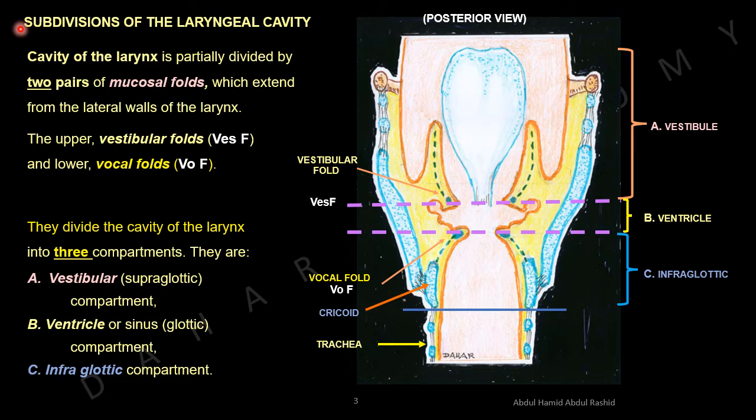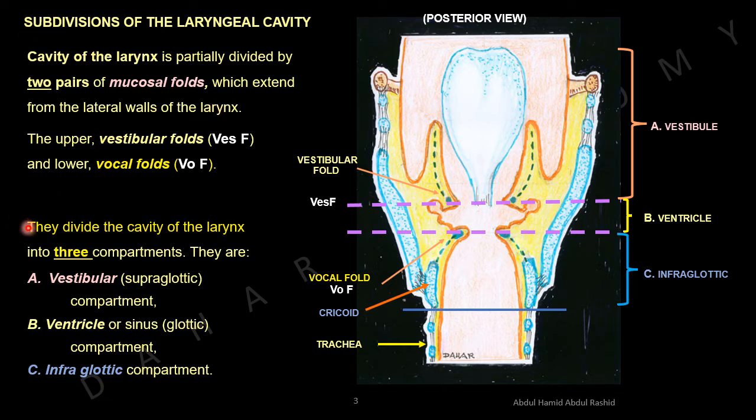Subdivisions of the laryngeal cavity. This is the cavity of the larynx. We are looking from behind, that is, a posterior view. So this is the anterior wall of the larynx. These are the lateral walls of the larynx. The cavity of the larynx is partially divided by two pairs of mucosal folds, which extend from the lateral wall of the larynx. The upper mucosal fold is the vestibular fold, and the lower mucosal fold is the vocal fold.